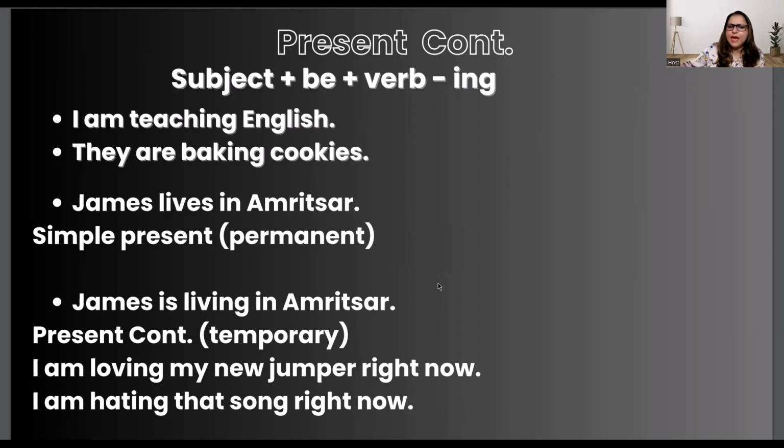Okay, I'm hating that song right now. Maybe I will start loving it later on. So that is more of a temporary state. When we are talking about present continuous, I'm speaking. Maybe I will speak after 30 minutes. So that depicts more temporary state that you need to keep in your mind.